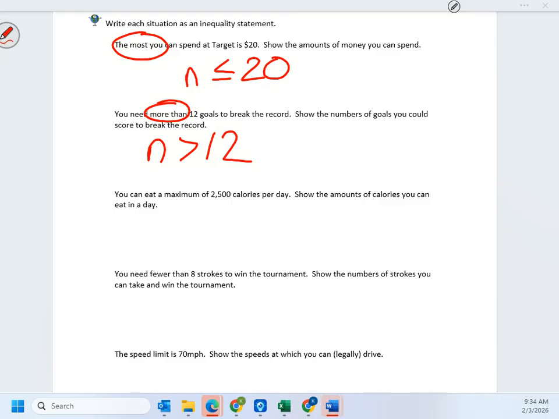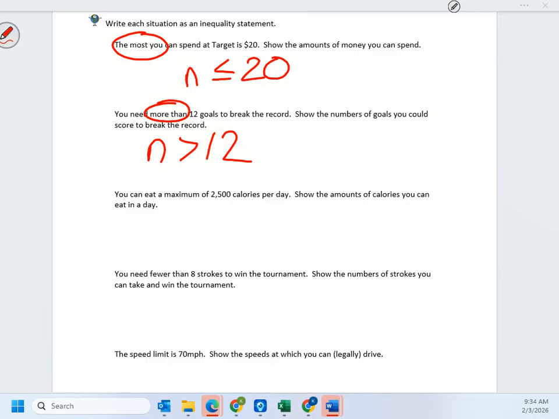So I need any number that's bigger than 12. If I score 12 goals, can I break the record of 12? No, I'm tying it. I don't want to tie it. I want to have more than the 12. I want to break that record. So any number of goals that's bigger than 12. So it's not going to have the equal sign with it because it has to be a bigger number.